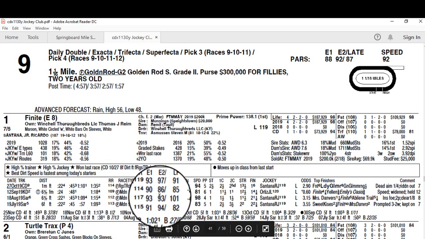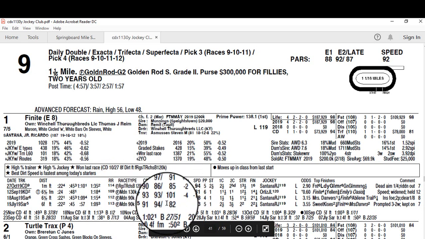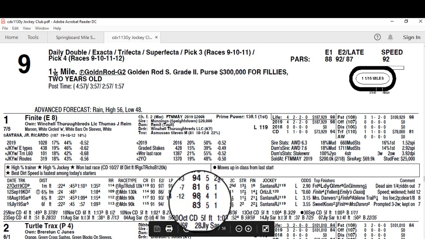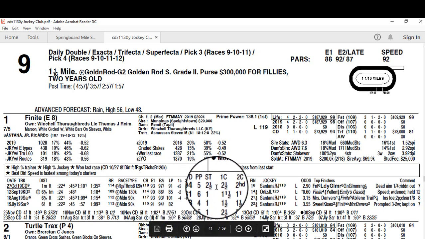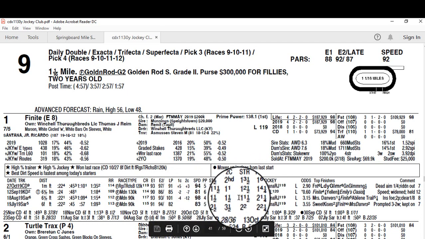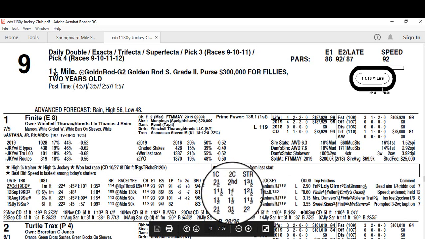These are those pace numbers, which I'll make an entire video about in the future in this How to Read Past Performances series. This is your speed figures. This is the running line. So as we see, this horse is an early speed horse.